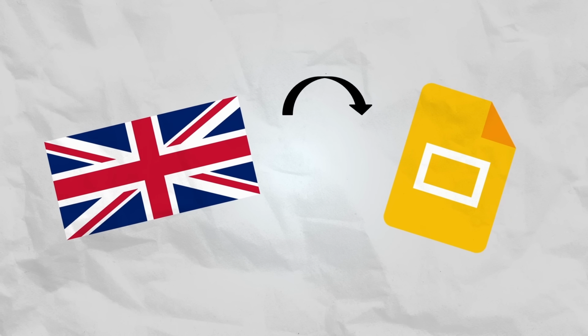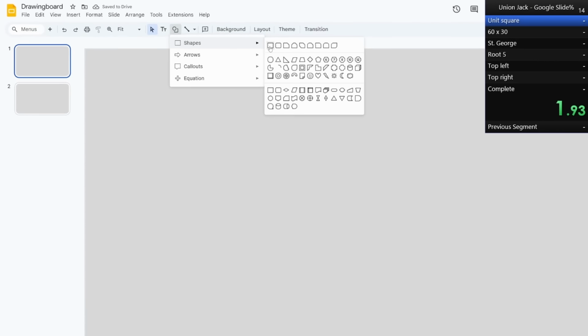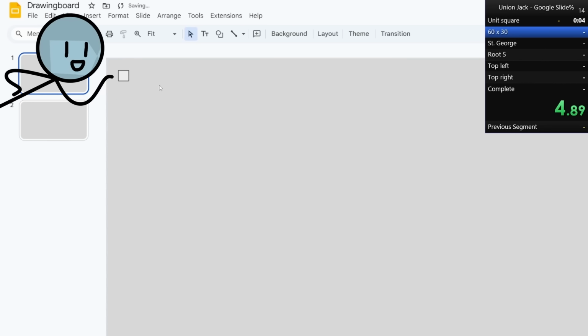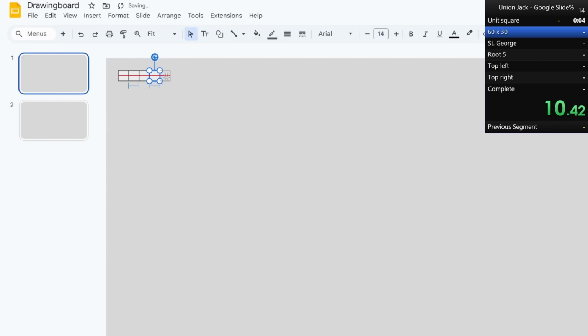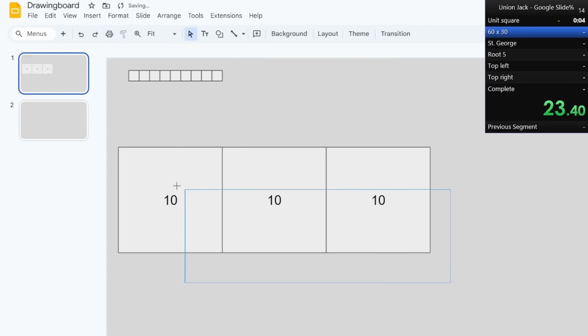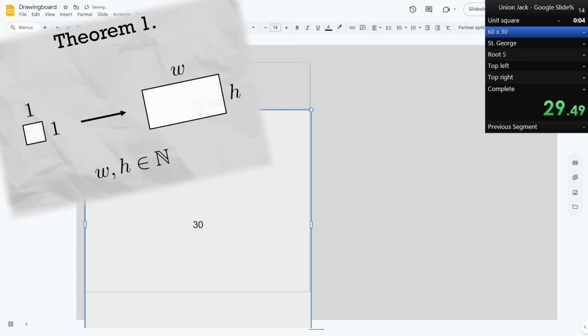Let's draw the flag of UK in Google Slides. First, draw a tiny unit square. We will call this length 1. We will copy it lots of times and snap them together. This enables us to create any natural number. That was theorem number 1 in our previous video.